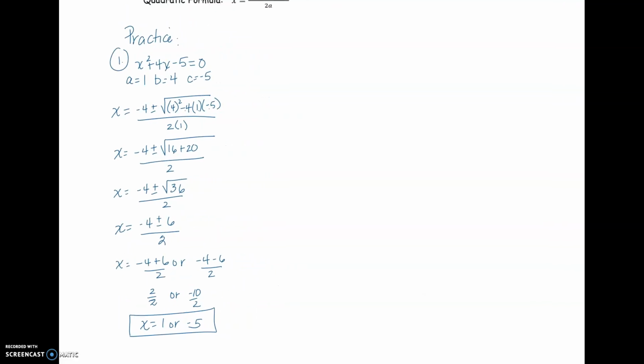Let's look at another one together. Number 2, 3y squared equals 6y minus 1. Okay, so 3y squared equals 6y minus 1. Again, I don't have this in standard form. I'm going to move my 6y and my 1. So I get 3y squared minus 6y plus 1 equals 0. So remember, I'm moving it all over here.